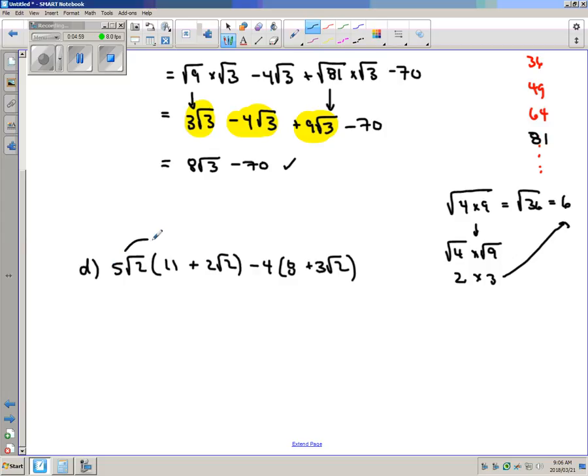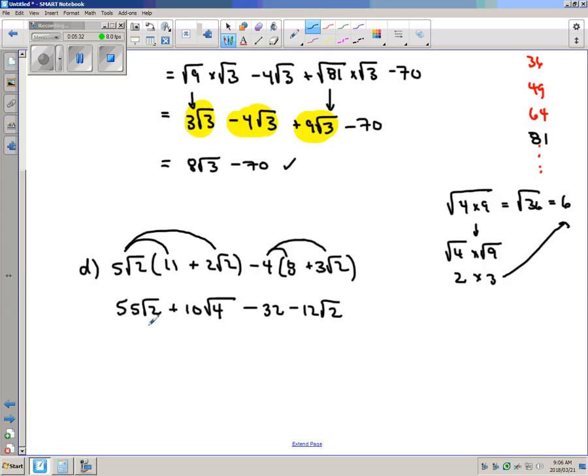So when I expand here, that 11 is not in a root, and neither is that 5, so it's perfectly acceptable to multiply those two numbers. I get a 55 root 2. I then get a 5 and 2 that can multiply each other to get 10, and root 2 times root 2 is root 4. Those numbers multiply each other, root 4. And then you distribute again, you get a minus 32, and then you get a minus 12 root 2.